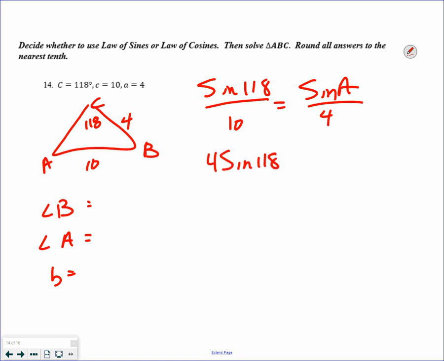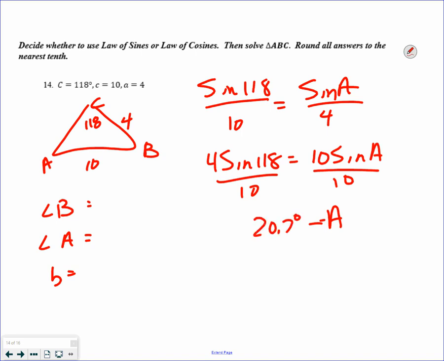Cross multiply and divide. And again, 4 times the sine of 118 divided by 10. Arc sine or inverse sine on both sides, you get A to be 20.7 degrees. So over here, 20.7 degrees. Then if A is 20.7, I can find angle B. All the angles inside of a triangle need to add up to 180. So 118 plus 20.7. The last angle would be 41.3.